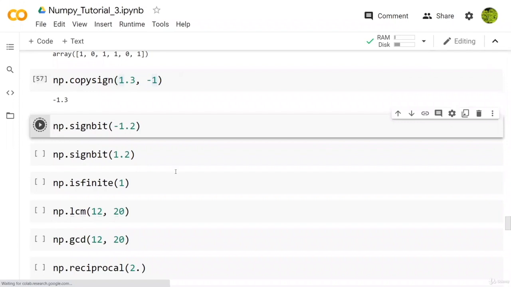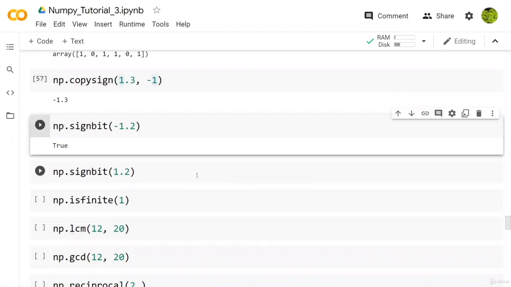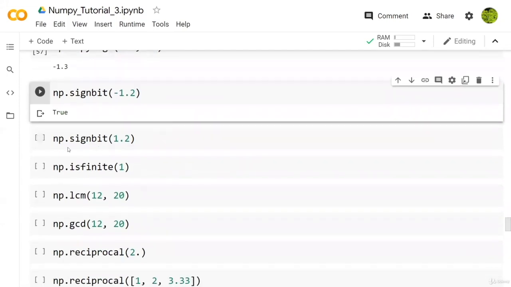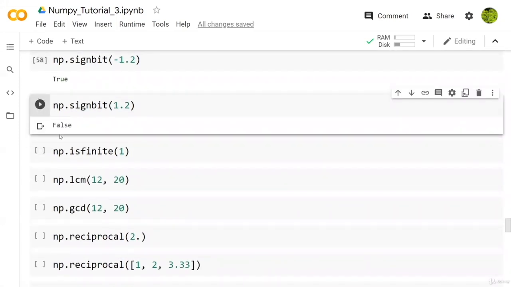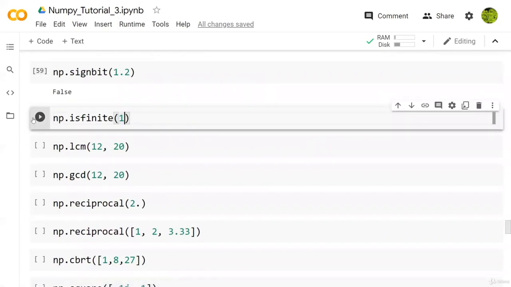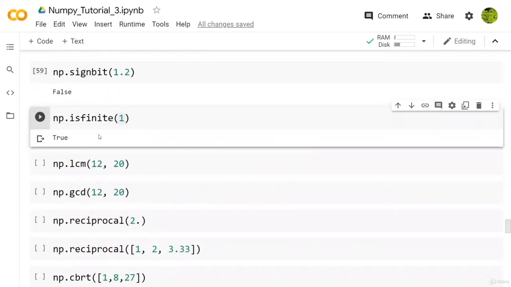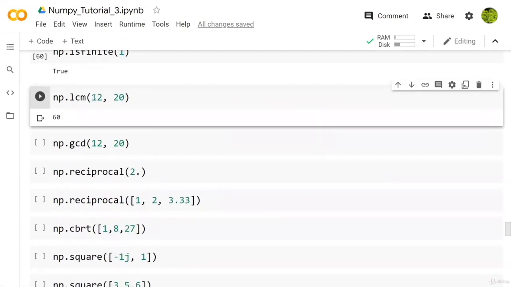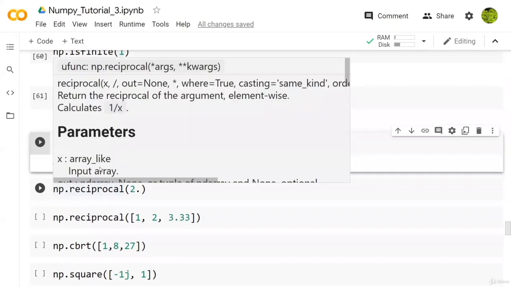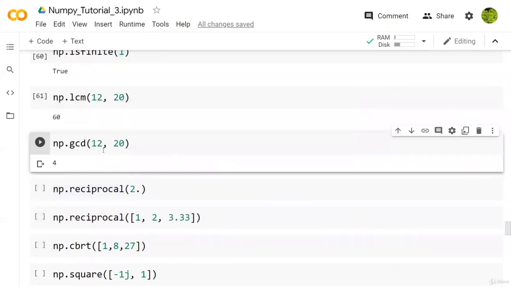I can check whether it is a sign bit or not. If it is negative, it is going to say true, and if positive, it is going to say false. I can check whether the number is infinite or, sorry, finite or not. Yes, it is a finite number. Okay, I can just check out the LCM of that. I can also check out the GCD, that is the greatest common divisor of two values.